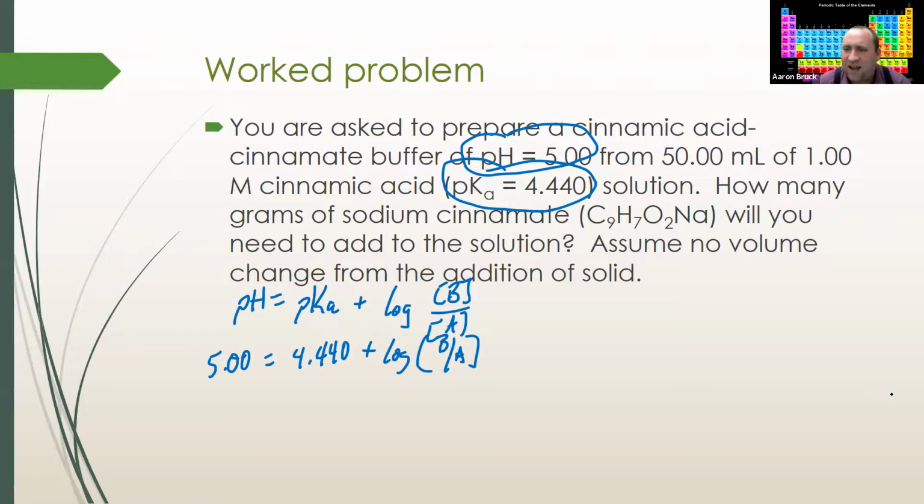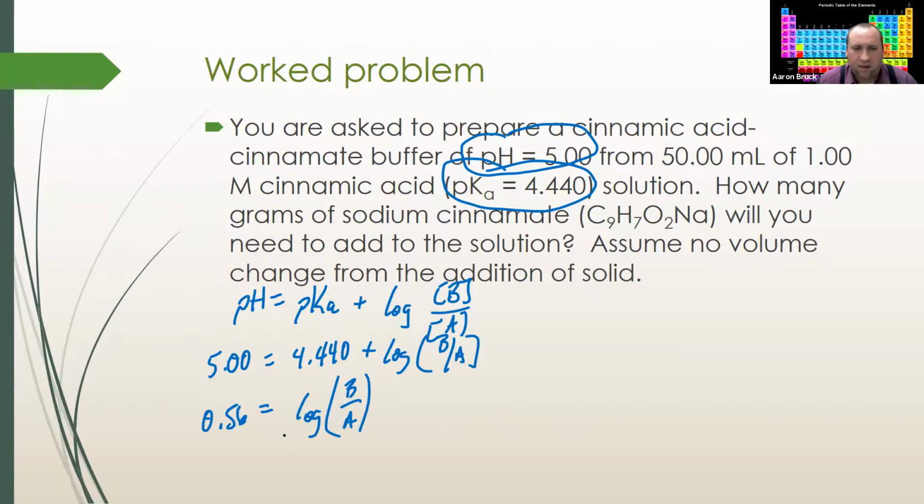I'm just going to leave that as it is right now because we're kind of missing something. We don't know exactly what we need to do. But I can solve out the rest of it. So if I do the subtraction, I'm going to end up with 0.56 is equal to the log of the base concentration over the acid concentration. Again, I'm just going to leave that in big, broad terms.